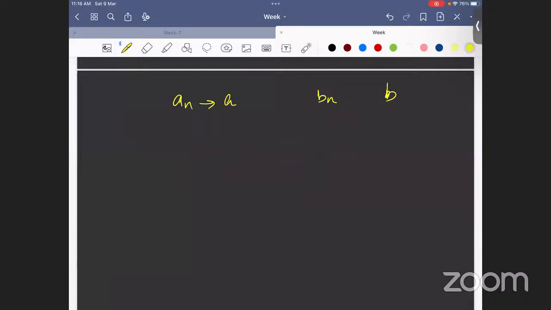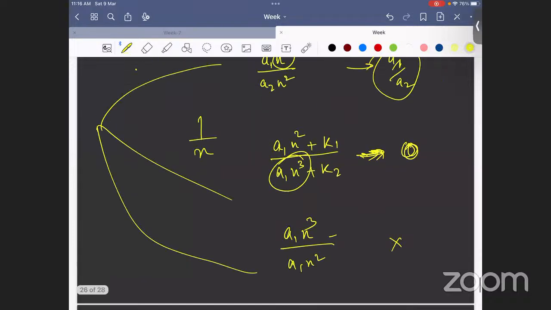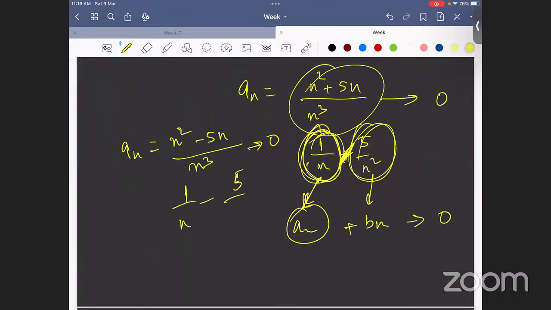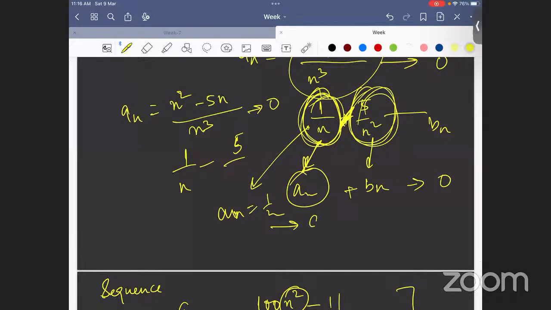For any sequences an and bn, the sum an plus bn will converge to a plus b. This is why we were able to use all these things: we already know that for a sequence an equals 1 upon n, and a sequence bn equals 5 upon n square, if an is tending to some value a and bn is tending to some value b, we can directly calculate. If you have been asked to calculate the limit of an plus bn, you can directly add, a plus b. This is what we were using here also.